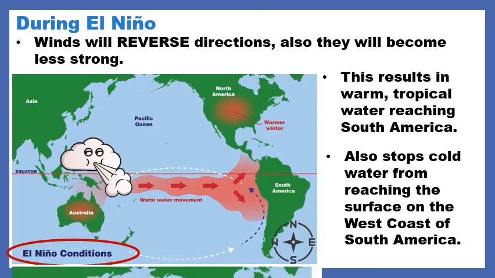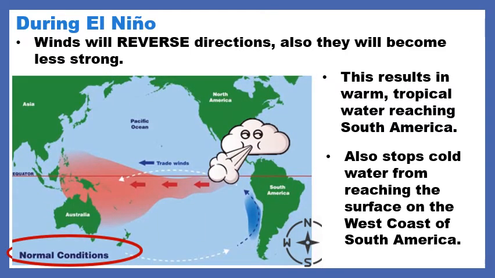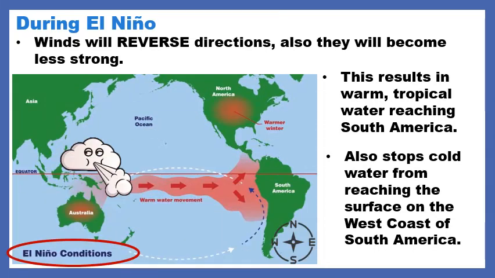So I'm going to pull up our old map. Here are normal conditions, and you can see that there is some upwelling of cold water on the west coast of South America. But so here we go in yellow. But if I switch back to the map, during El Nino, that doesn't happen.